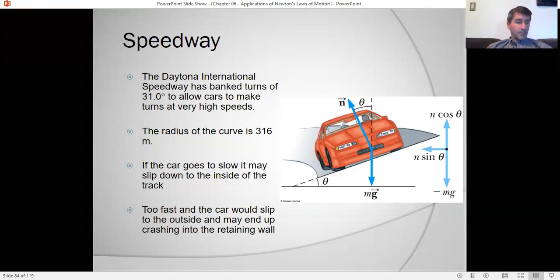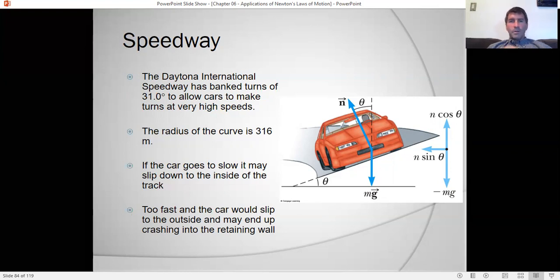Now, in this case, we're going to completely eliminate friction. We're going to say, okay, the Daytona Speedway is banked at a 31-degree angle. You never get that on the highway. It's a really steep bank. Its radius of curvature is 316 meters. What would the maximum speed I could go without using any friction and still stay on that track be?